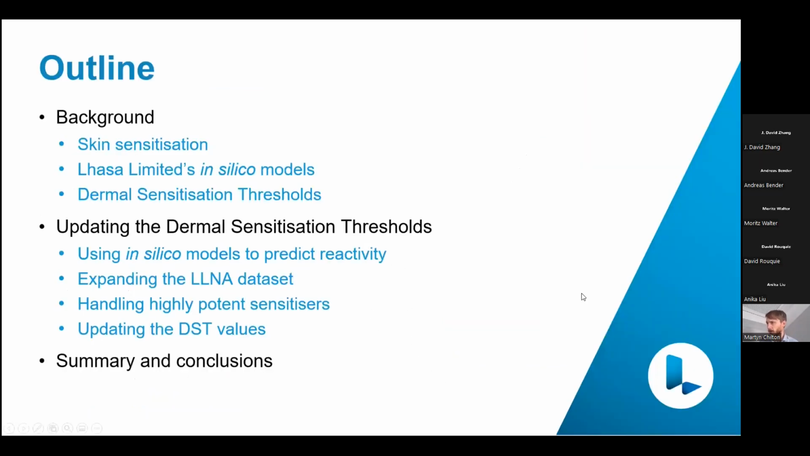So in terms of what I'm going to cover, I'll start with a bit of background. I appreciate there's quite a broad audience here today probably, so I'll try and introduce skin sensitization, some of our models, and what the dermal sensitization thresholds are. And then I'll move on to the work that we've done and finish up with some conclusions and summaries.